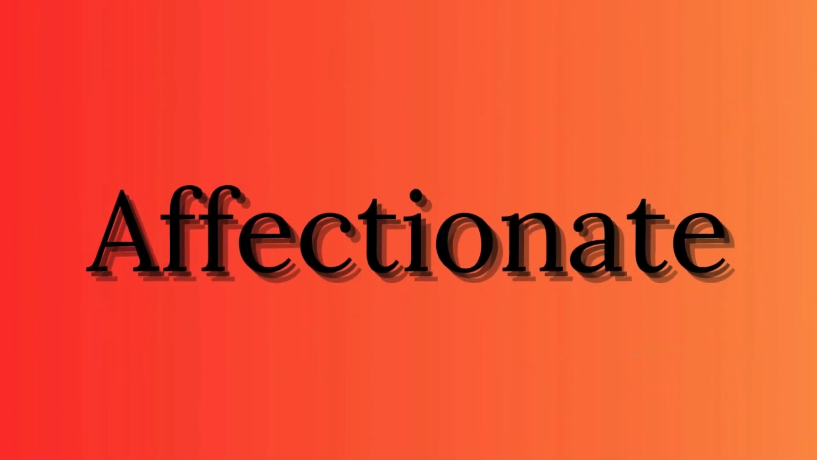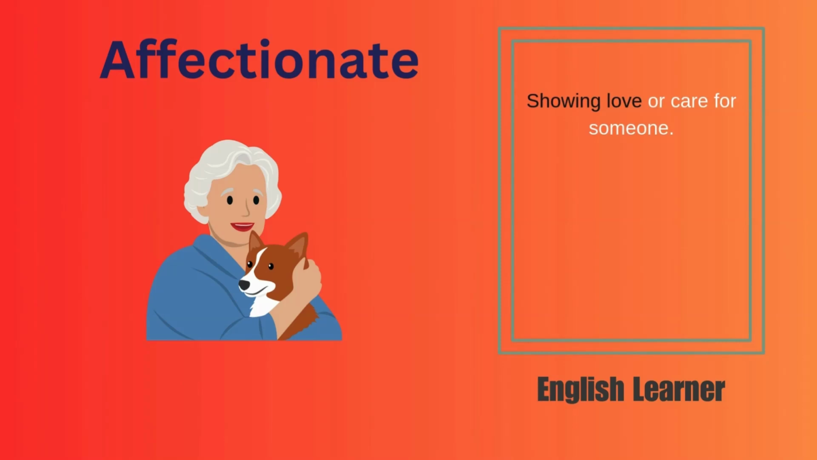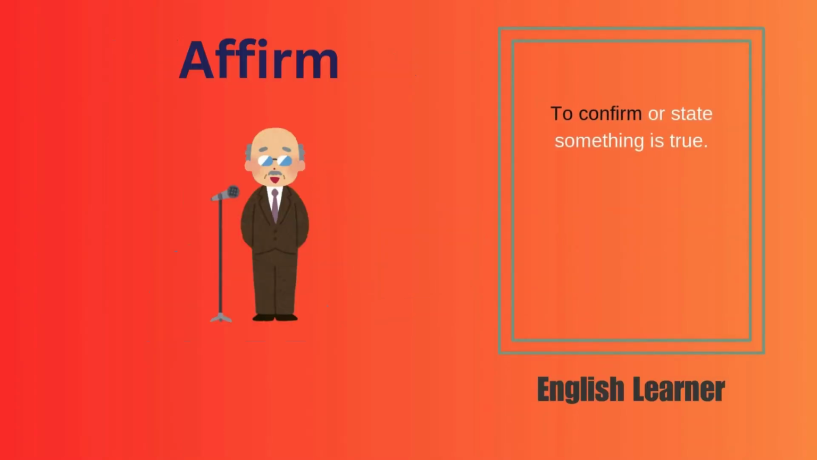Affectionate. Showing love or care for someone. Example. My dog is very affectionate and loves to cuddle. Affirm. To confirm or state something is true. Example. The principal will affirm that school will be closed tomorrow.